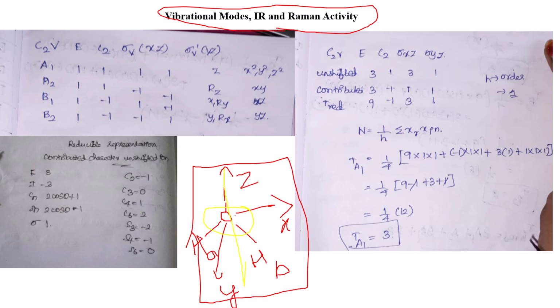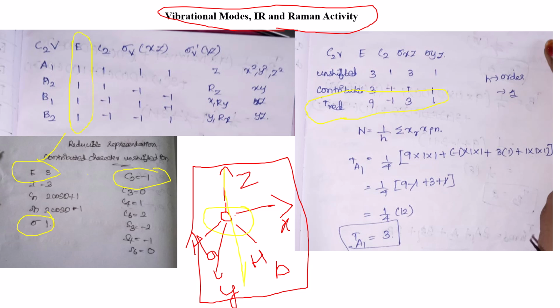So we know the contributed character. What is the value for E? That is 3. What is the value for C2? That is -1. What is the value for sigma XZ? Sigma XZ is 1 and sigma YZ is also 1. So we multiply these together and we get the reducible representation. Next we calculate the order of the character table.